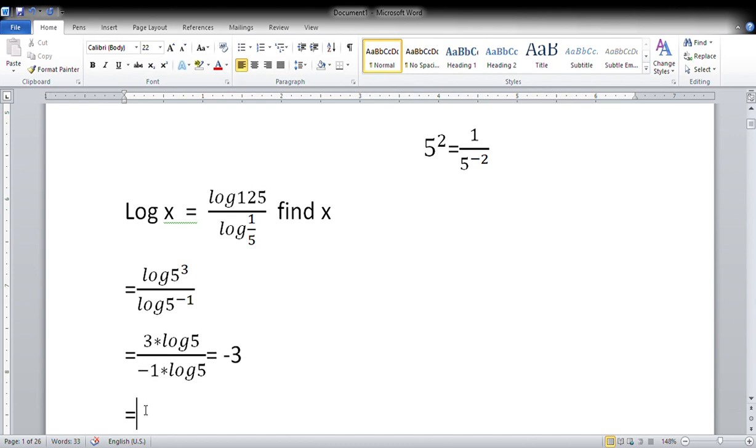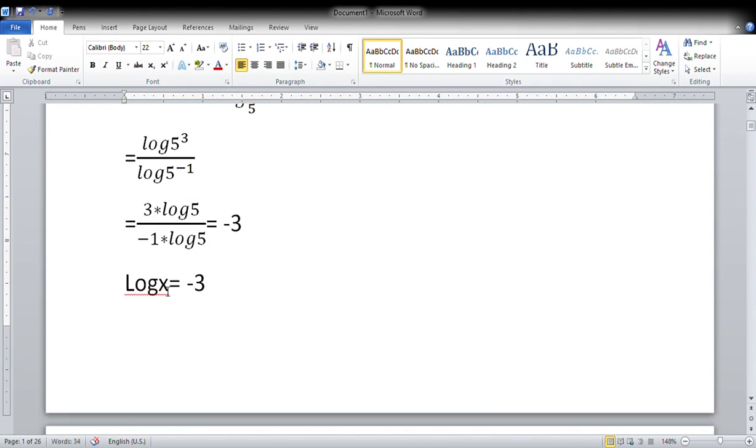When I'm solving this part, what is coming is minus 3, right? That means we have to find out x: log x is equal to minus 3. I already told you in the previous problem, if there is no number on the base, you can take the base as 10.